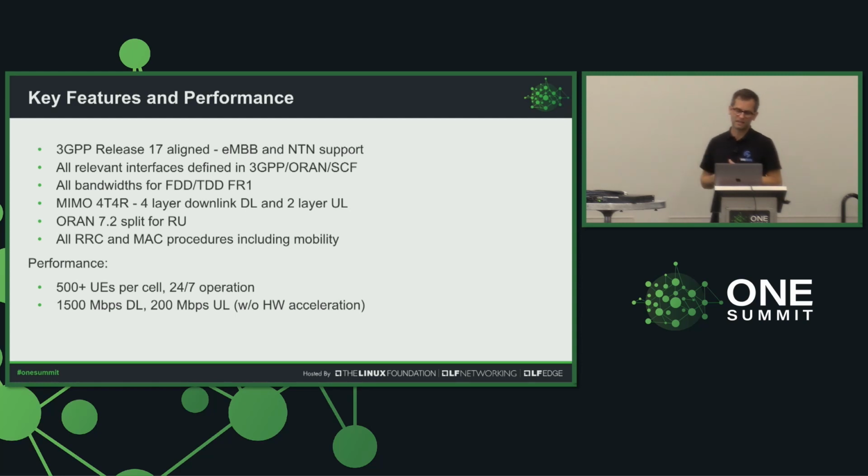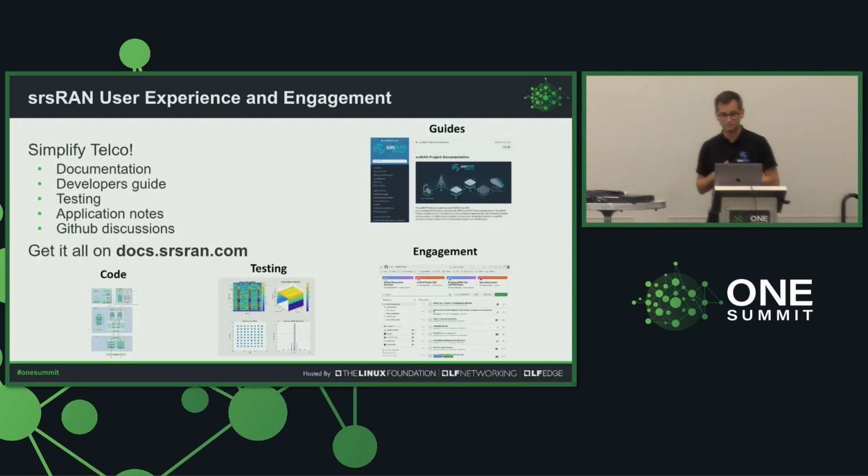So at MWC, we did a live demonstration using an AMD EPYC Siena server, where we had 800 megahertz 4x4 cells running on a single EPYC server, serving 500 users per cell, all unaccelerated on the same machine, so not using hardware acceleration.